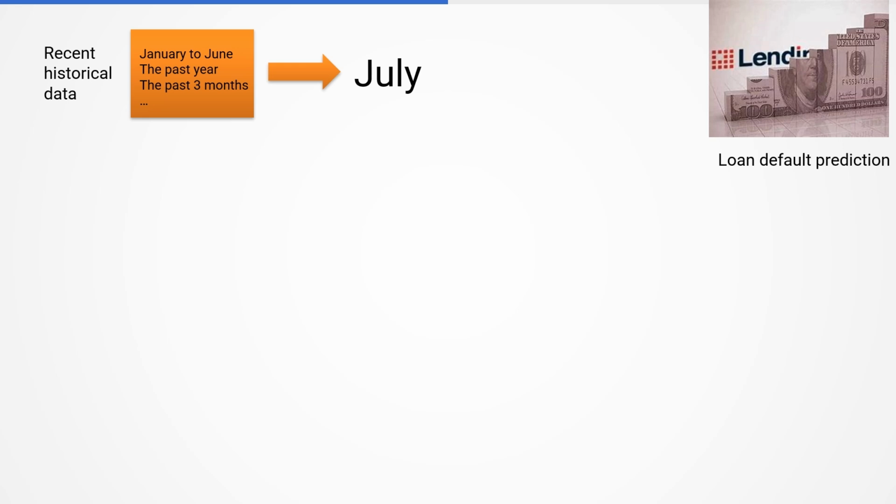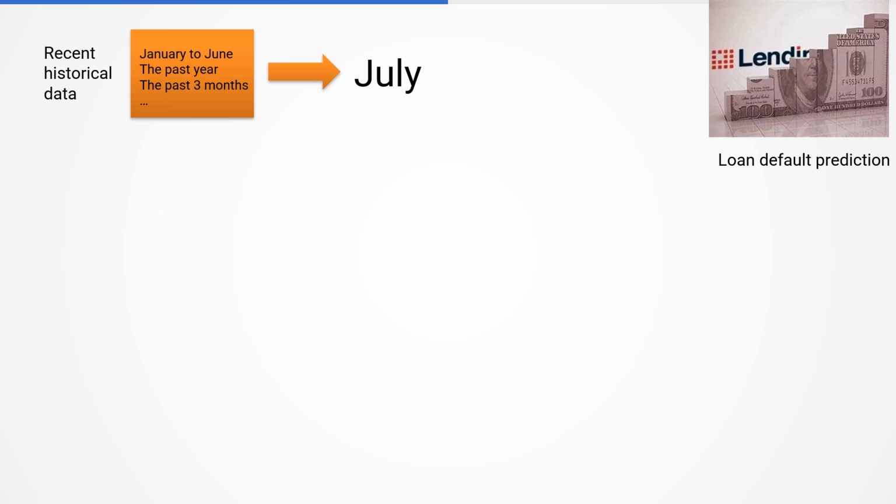Let's take loan default prediction as an example. We can collect recent loan data as historical data. For example, if we want to predict customer default in July, the data from January to June, or the data for the past year, or the data for the past 3 months, etc., can be collected to build a model. Which data to collect depends on the business characteristics.